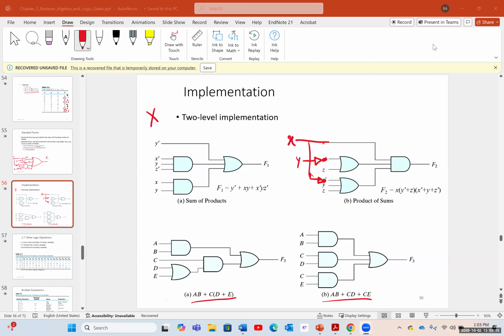I'm sorry, just give me a second to fix my screen. Okay, can you see? Okay.